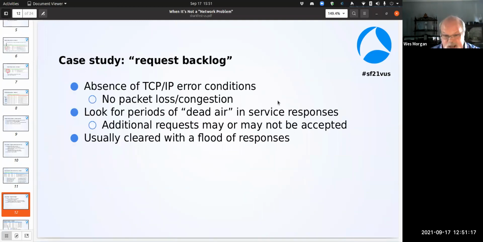Another frequent issue here is what I call a request backlog.